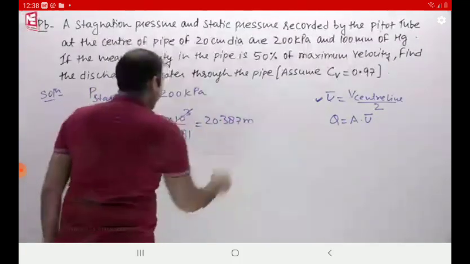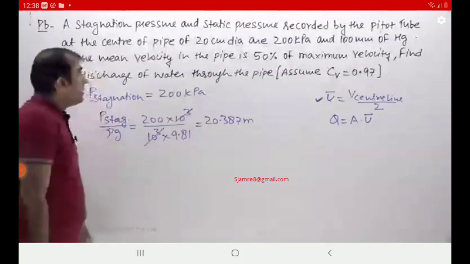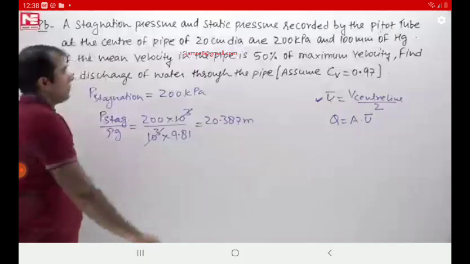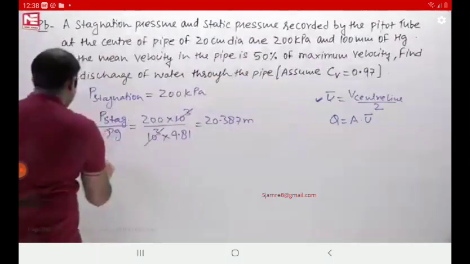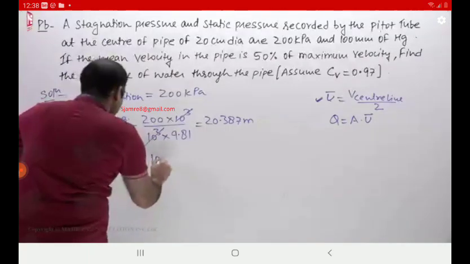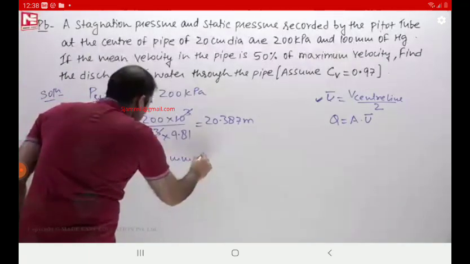20.387 meter head form. Static pressure they have given. Static pressure is what? 100 mm of Hg. P static, 100 mm of Hg.